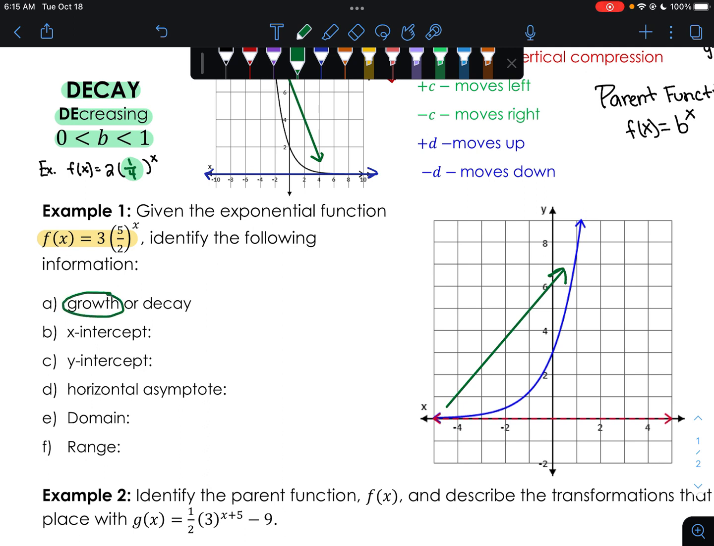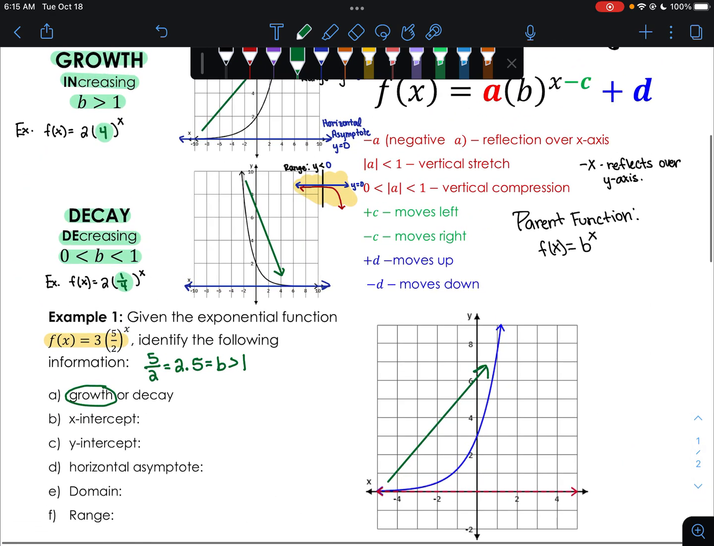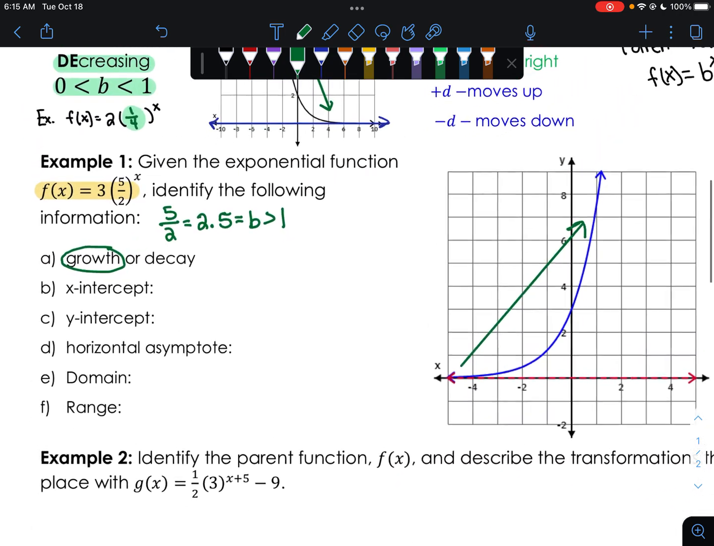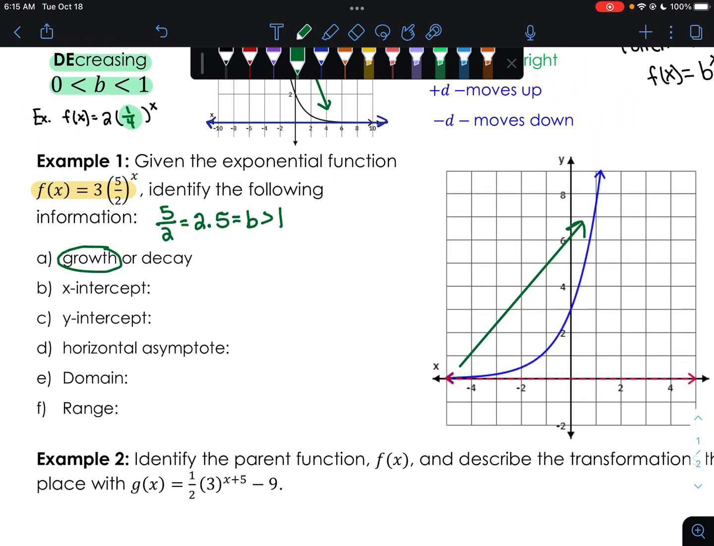If you look at the equation, 5/2 is equal to 2.5, and that would be our B value, which means it's greater than 1, which means that it's growth if we look back up top right here. Okay, so it's growth. You can tell two different ways by looking at the graph or the equation.